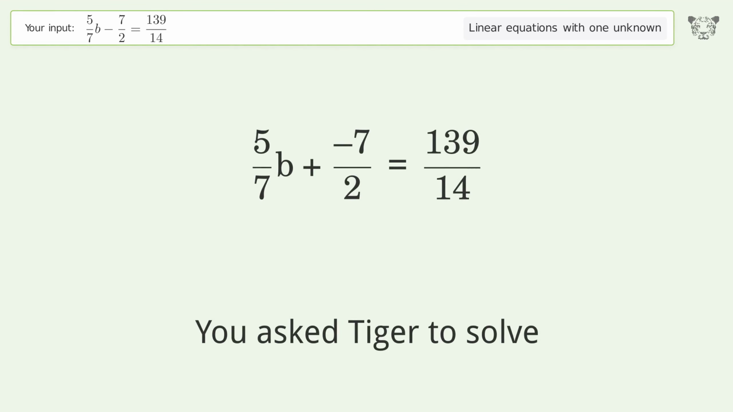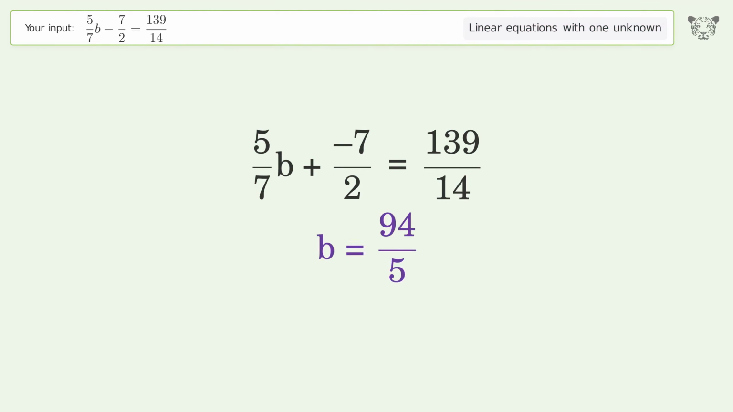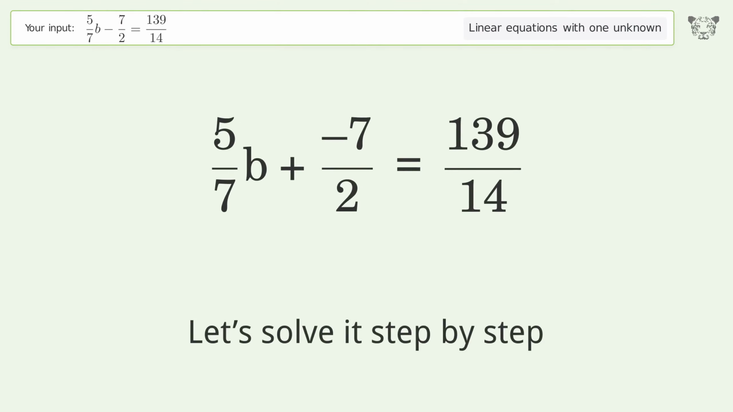You ask Tiger to solve. This deals with linear equations with one unknown. The final result is b equals 94/5. Let's solve it step by step.